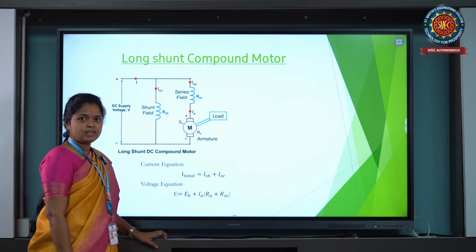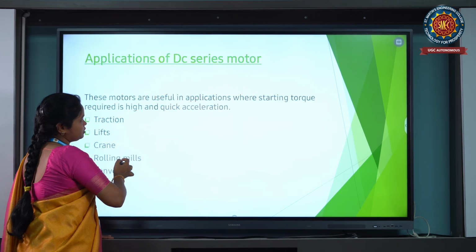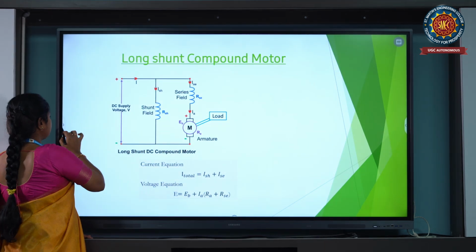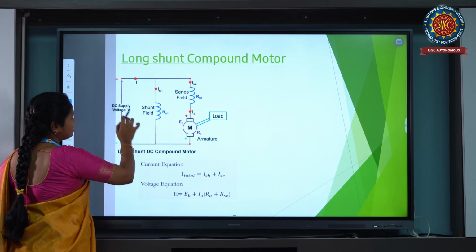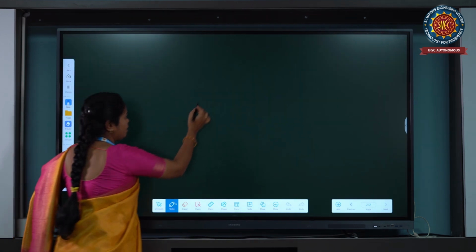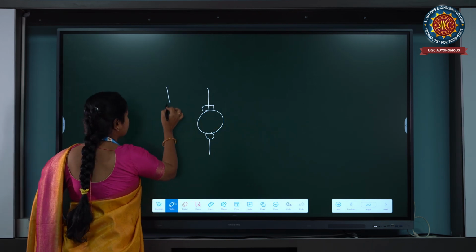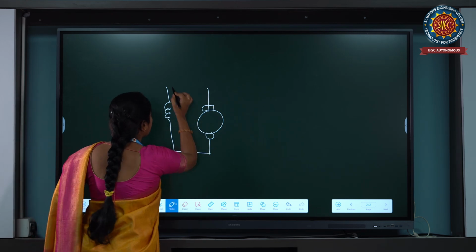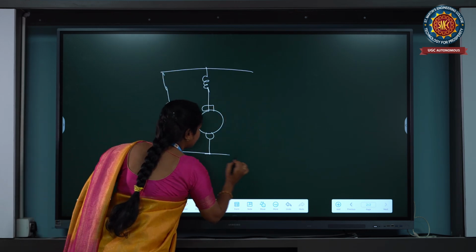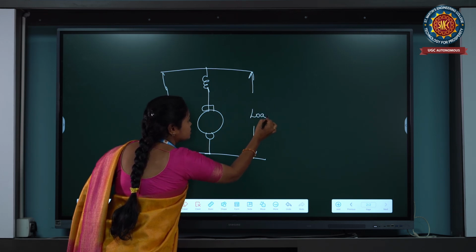First one is the long shunt motor. This is the picture of the circuit of a long shunt motor. In long shunt motors, the series winding is there and the parallel winding is there. For example, I am taking this as the motor. Here I am connecting the field winding, then I am connecting the series winding, and here I am applying the load. This is for the long shunt motor.